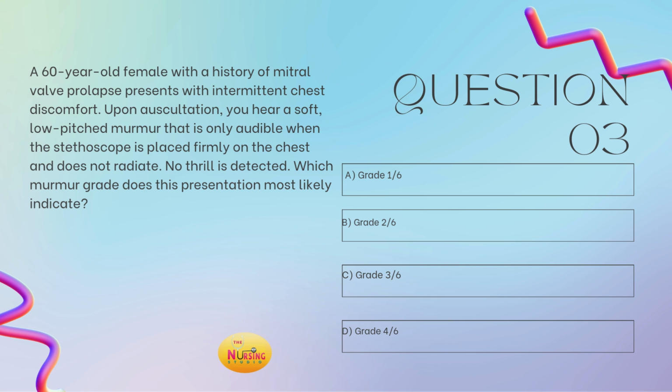Is it A, grade 1 of 6? Is it B, grade 2 of 6? Is it C, grade 3 of 6? Or is it D, grade 4 of 6? Take a moment and tell me what you got, y'all.